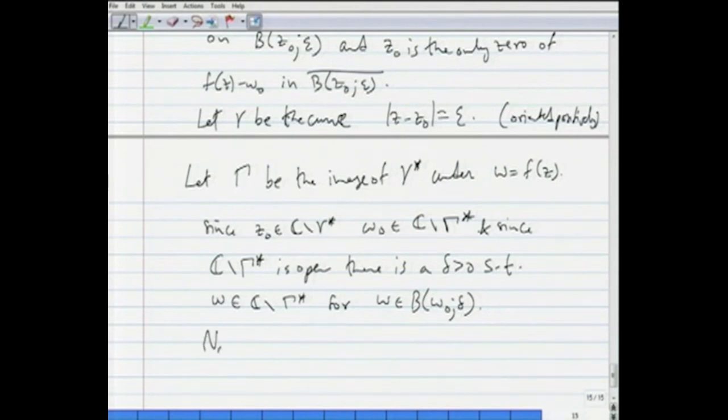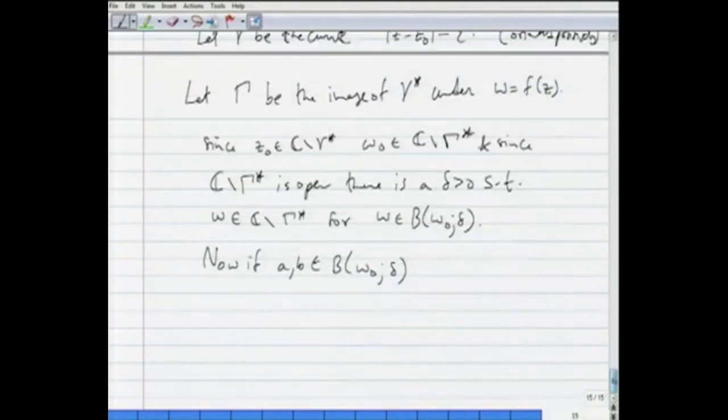Now, if you take any two points a and b in this ball, since this ball is clear of capital gamma star, there is no intersection of this ball with gamma star, then by the remark above, f takes a and b the same number of times.